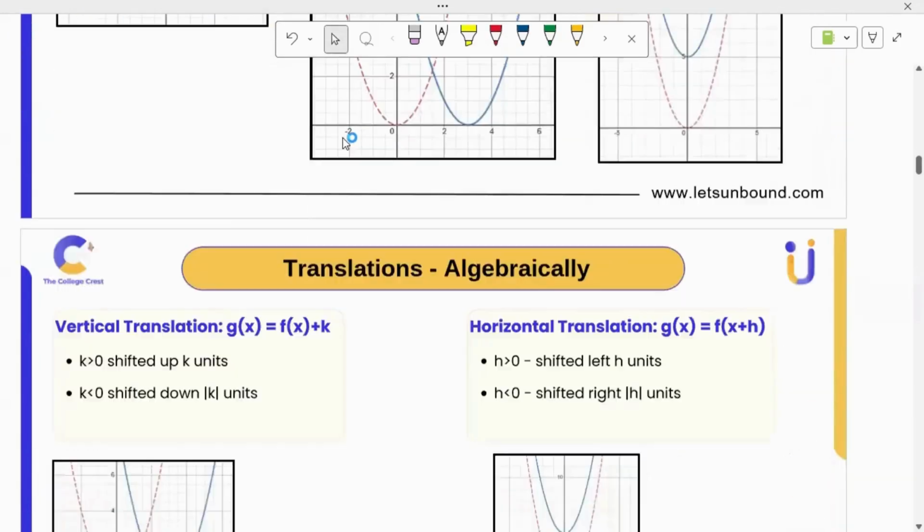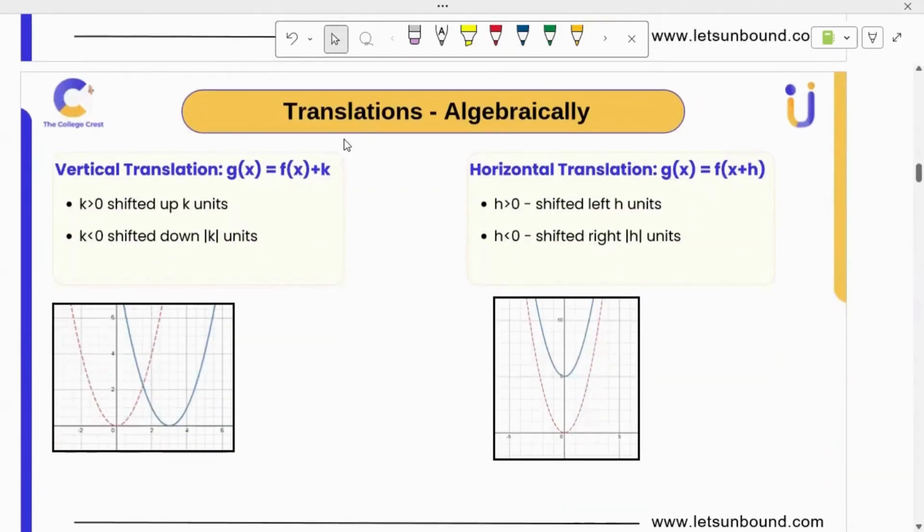Now, translations algebraically. You have the original function f of x. For a vertical translation, any value k will be added outside the function. Should I add inside? No, that is called inside addition, and this is outside. So for a vertical translation, it should be added outside. If k is positive, the graph will be shifted up. If k is negative, it will be shifted down by the absolute value of k units. So if I put minus 5, it will go down 5 units.